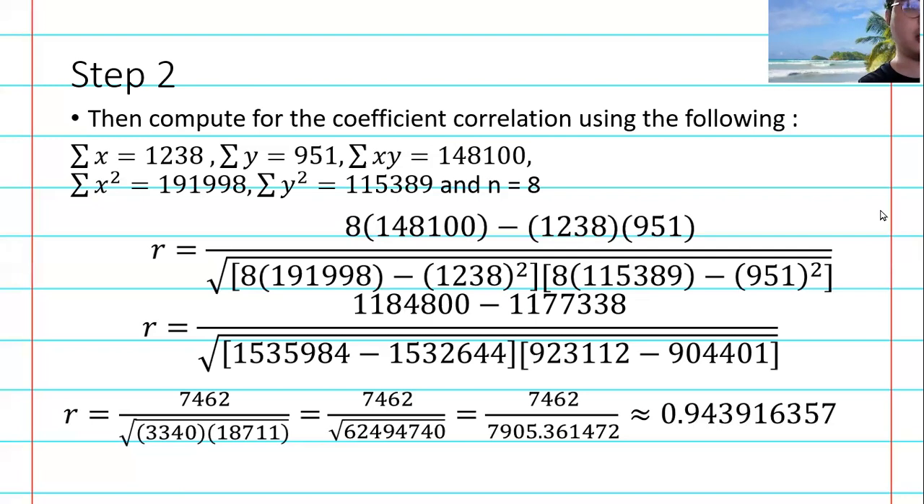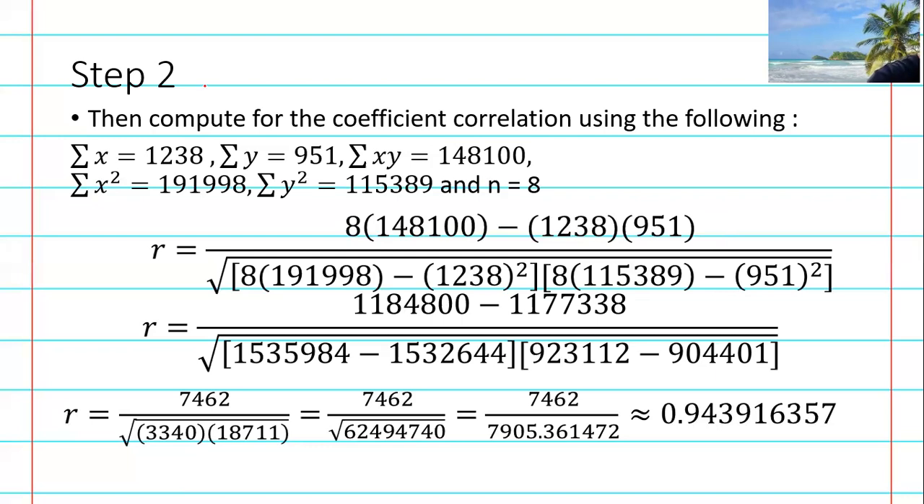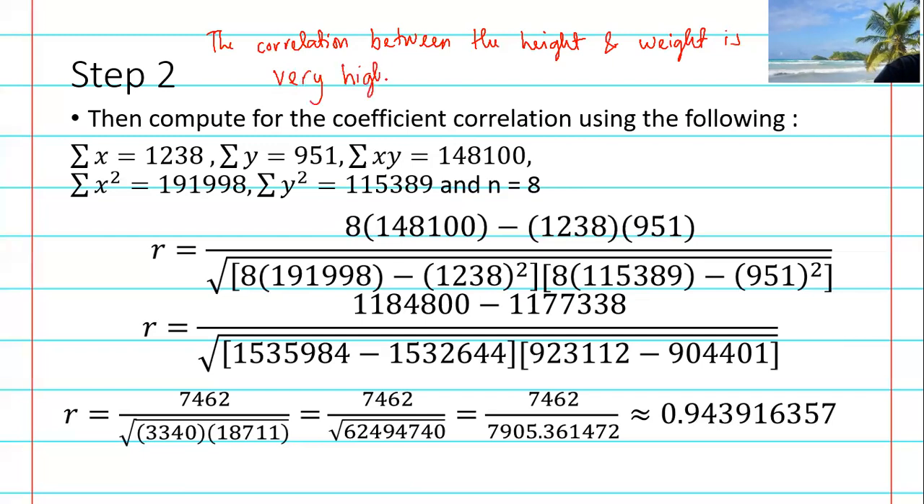So we can tell that, can I make a conclusion here? So the correlation between the height and weight is very highly positive. So that is the conclusion that we can make. Now we're going to proceed to the next example.